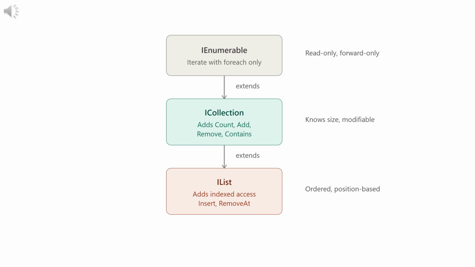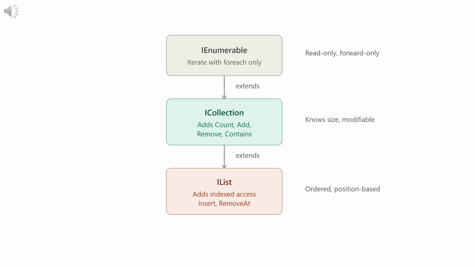This diagram shows the inheritance hierarchy of IEnumerable, ICollection, and IList in C#, going from the most basic interface at the top to the most feature-rich at the bottom. IEnumerable, top, gray, the base interface. It only supports iterating through elements with foreach, that's it. It's read-only and forward-only, meaning you can walk through the sequence one element at a time in order, but you can't jump to a specific position, check the count directly, or modify the collection through this interface alone.